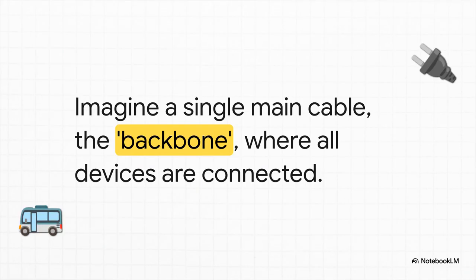So first up, we've got what's called the bus topology. Just imagine a single main street, like a backbone cable. And every single device has its own little driveway connecting right to it. When one device wants to talk, it sends a message out onto that main road. And while every other device sees it, only the one it's addressed to actually listens.